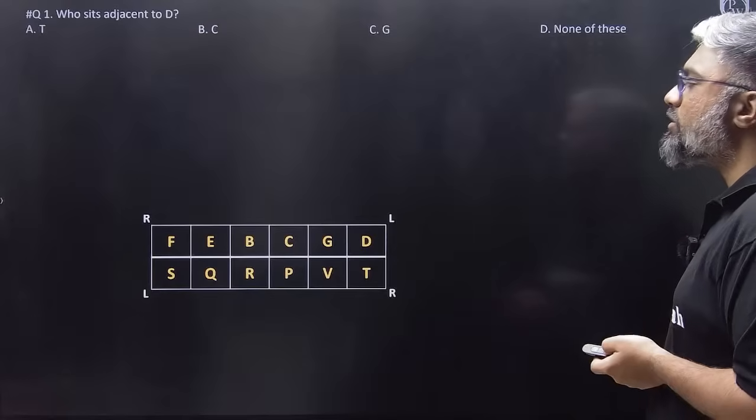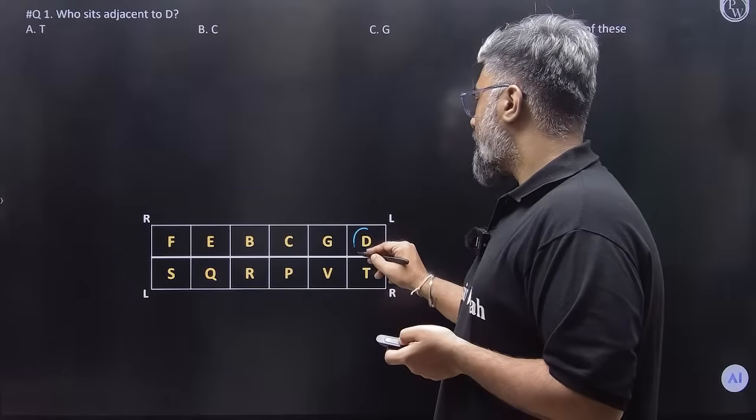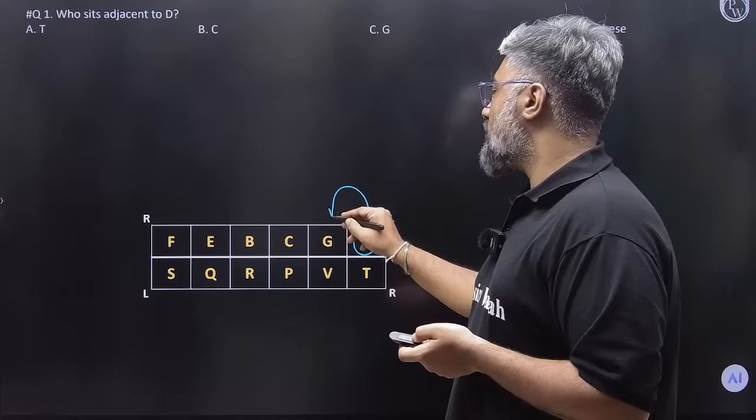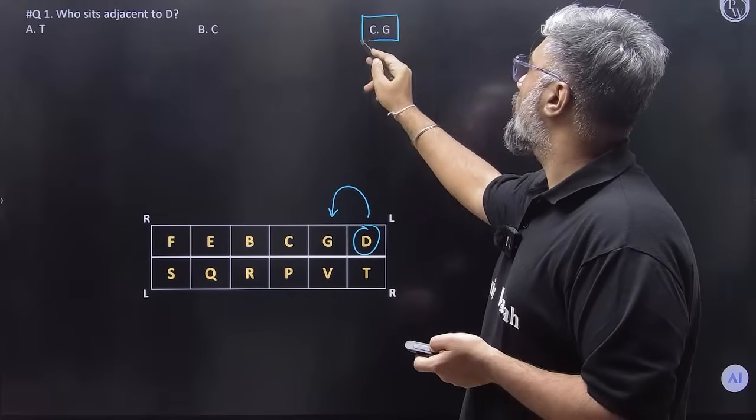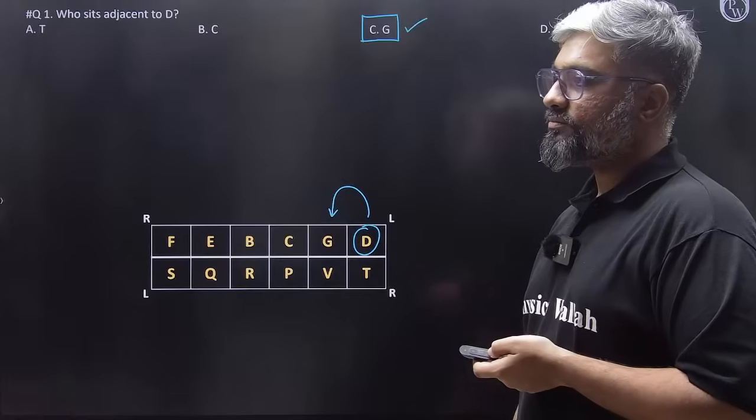Who sits adjacent to D? My brother D is here. Who's sitting adjacent to D? G. Do we have G? Let's go. Done.